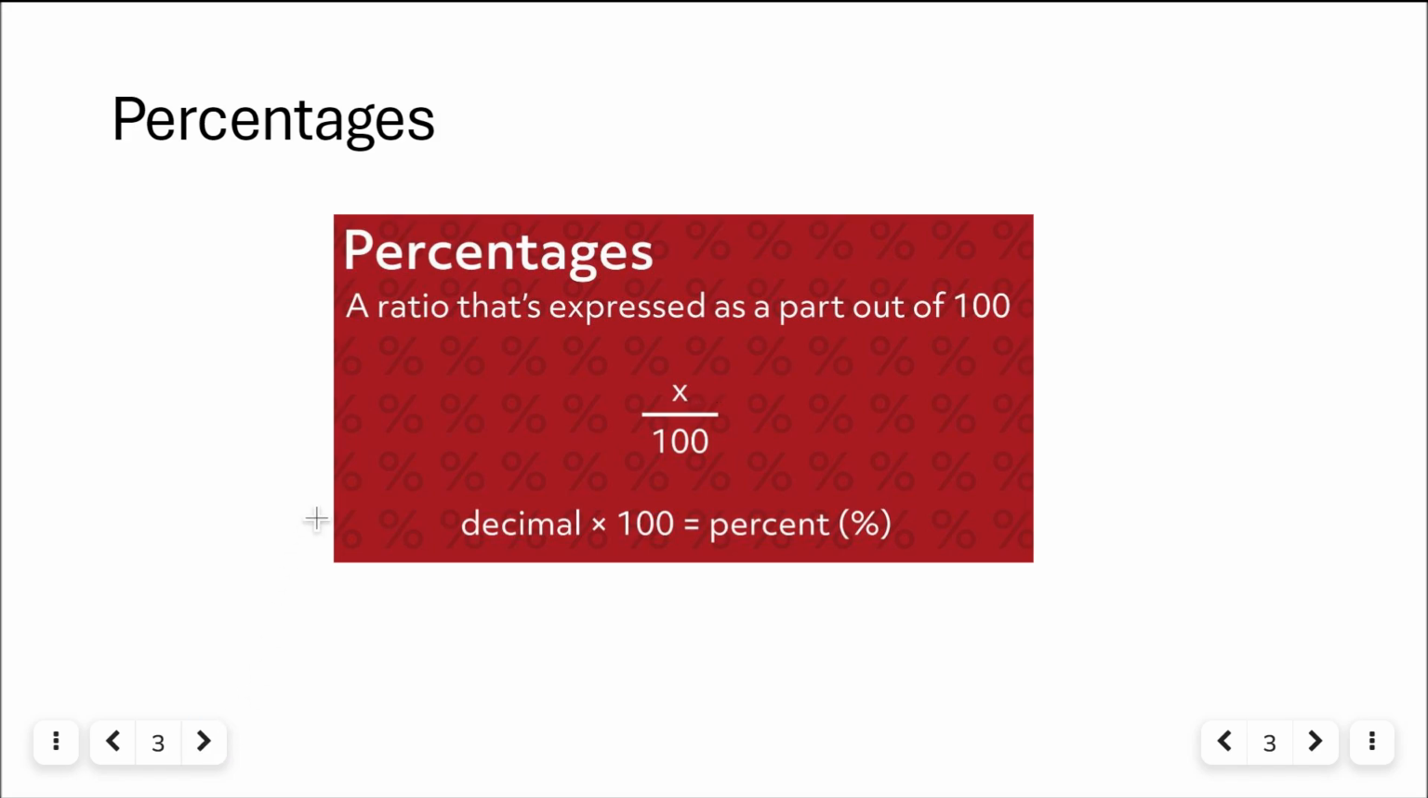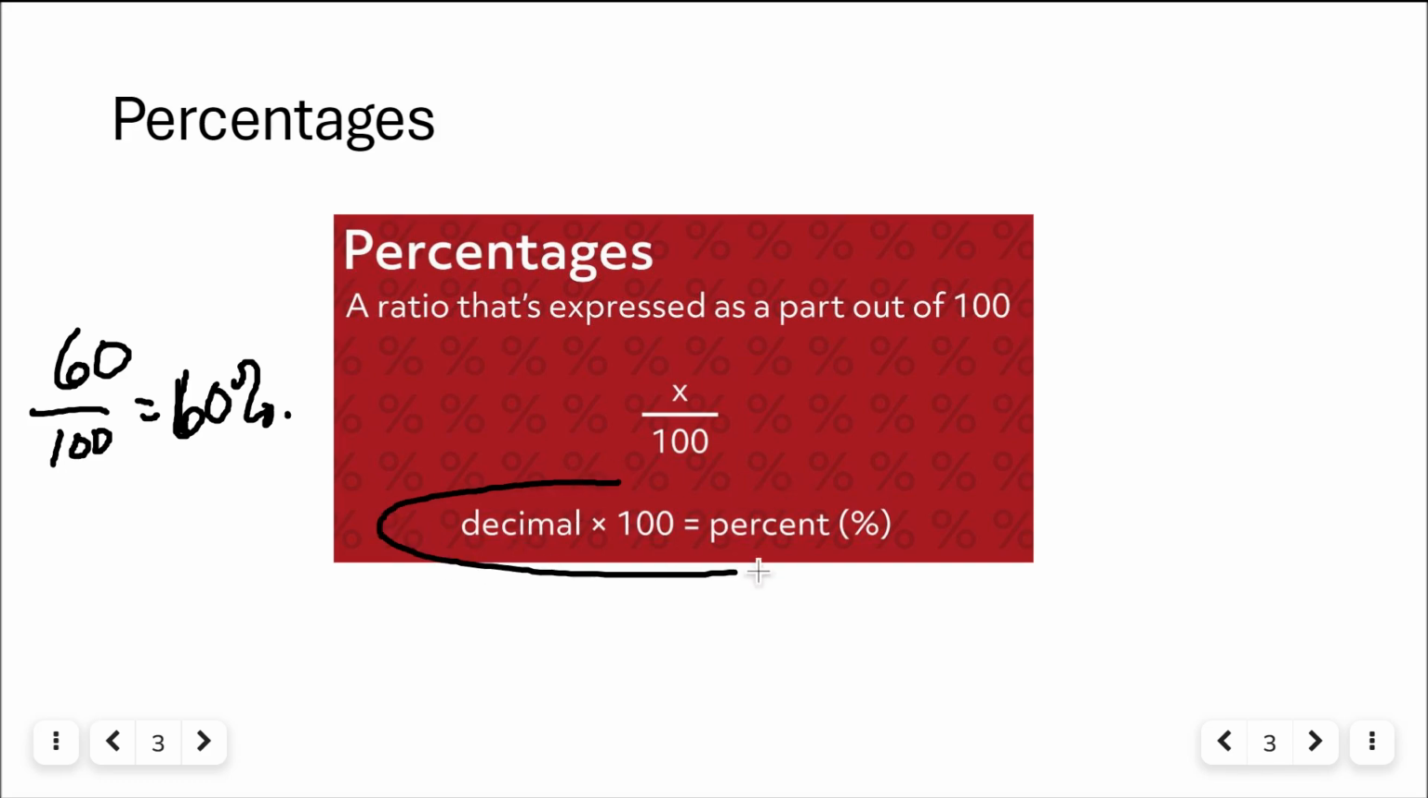Okay, so percentages, we've worked with many times before, is a ratio that's a part out of 100. We did that when we worked with our word problems or our percent equations, right? So 60 out of 100 is really 60%. To convert a decimal to a percent, you take that decimal, multiply by 100, and it'll give you the percent. All right. So that's important.